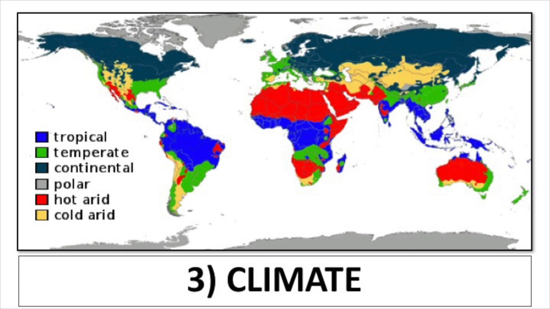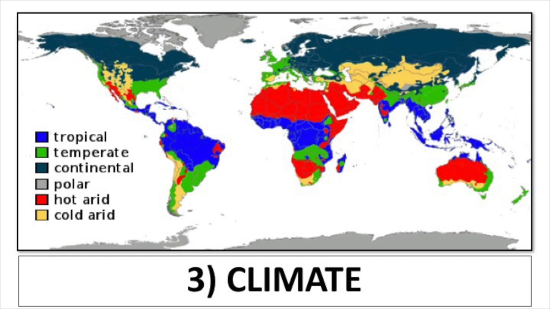You can see here, tropical, temperate, continental, polar, hot, cold. Okay. So you can see by looking at the different colors what area of the world. So we are here. This is Thailand. What color is Thailand? Blue. So we can see Thailand is tropical. We live in a tropical climate.